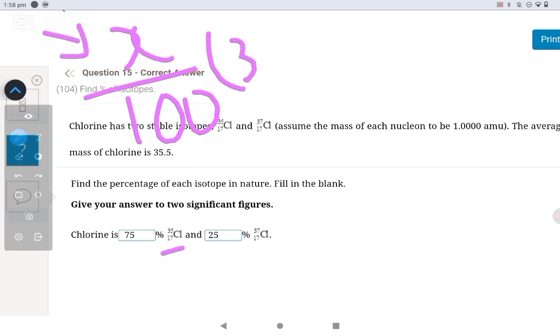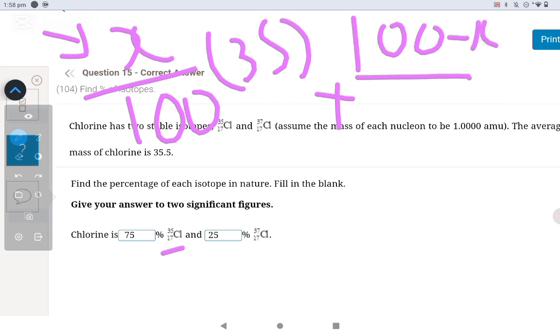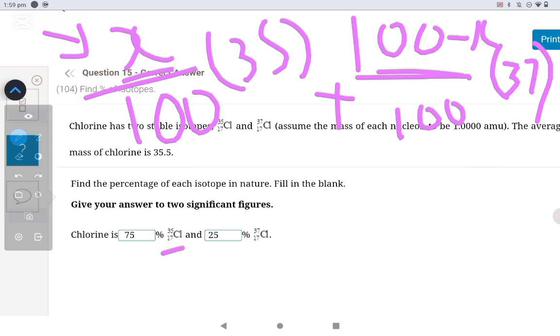So x over 100 times 35, because it's the number of nucleons, plus 100 minus x over 100 times 37. Whatever you find x to be for the first, the percentage of the other isotope is 100 minus x. This is an equation that will give the average molar mass of chlorine, so it is equal to 35.5. The total of all of this is equal to 35.5.